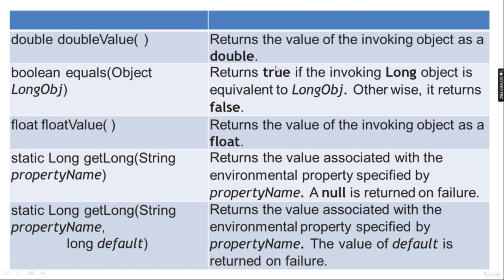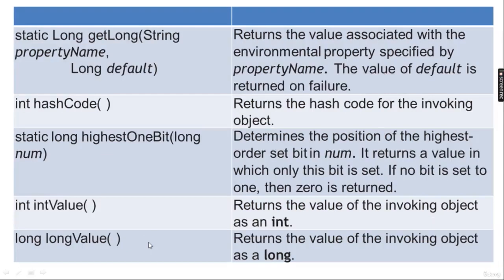Then static Long getLong(String propertyName, long default) returns the value associated with the environmental property specified by propertyName. The value default is returned on failure. Okay, in the earlier case null is returned on failure because no value is specified over here, and in this case a default value is specified. If null is there, it will return the default value. Static Long getLong(String propertyName, Long default) returns the value associated with the environmental property specified by propertyName. The value of default is returned on failure.